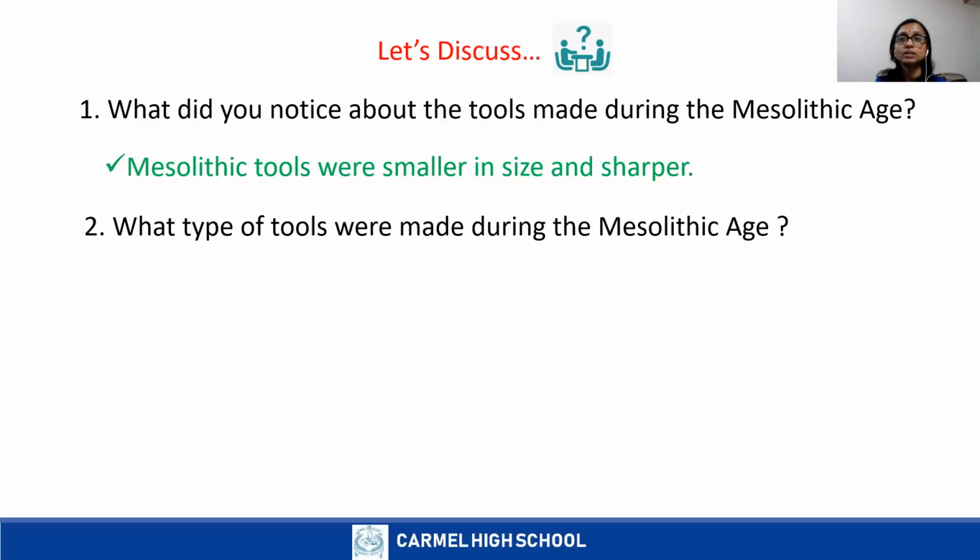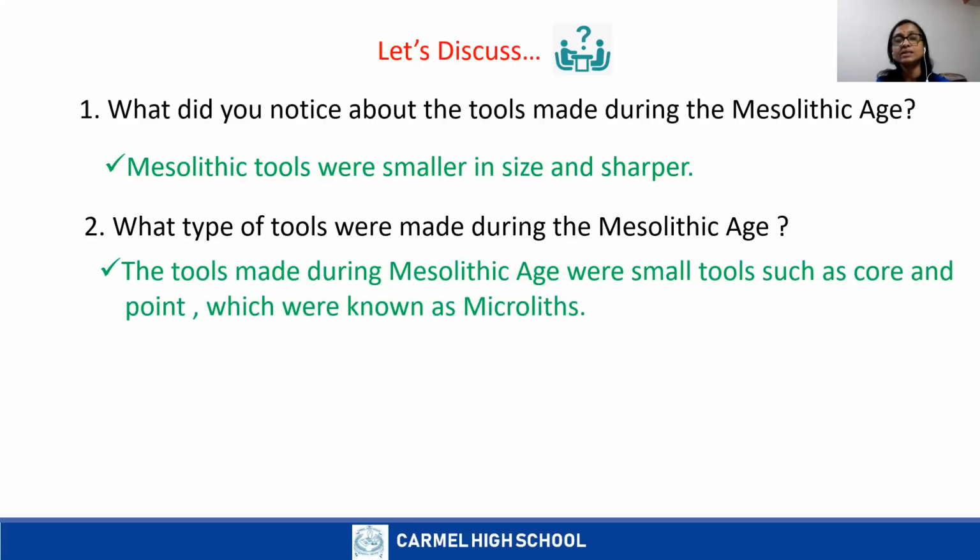What type of tools did they use in the Mesolithic age? Let us see the answer. You can read this. We already discussed it. The tools made during the Mesolithic age were small tools such as core, point, and blade, which were known as microliths.